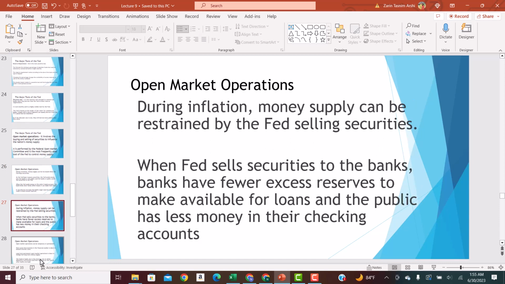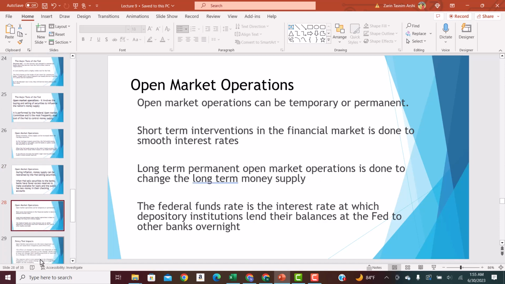On the other hand, during inflation, when the Fed wants to decrease the money supply, they will sell securities to banks and the public. So when they sell investment securities to the banks and public, the Fed receives payment from the public. So the money is coming out of the economy into the Fed. So the money supply is going down, which means spending is going to go down. So that is how they will control the money supply. And this is the smoothest way to control the money supply, by selling and buying securities.